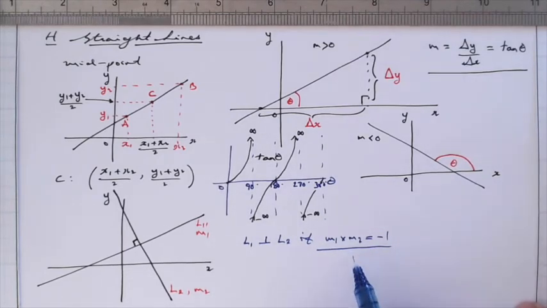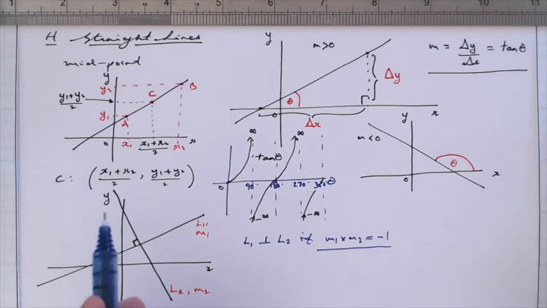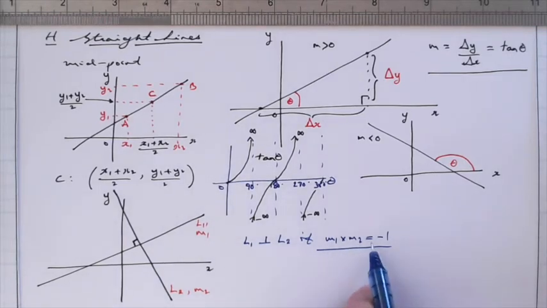That is the condition for these lines to be perpendicular. And you can say it both ways. You can say if line L1 is perpendicular to line L2, then the product of their slopes is -1. Or you can say it this way, if the product of the slopes of two lines is equal to -1, then those two lines are perpendicular.